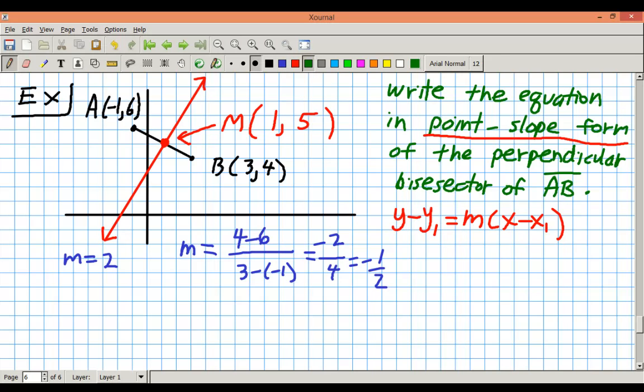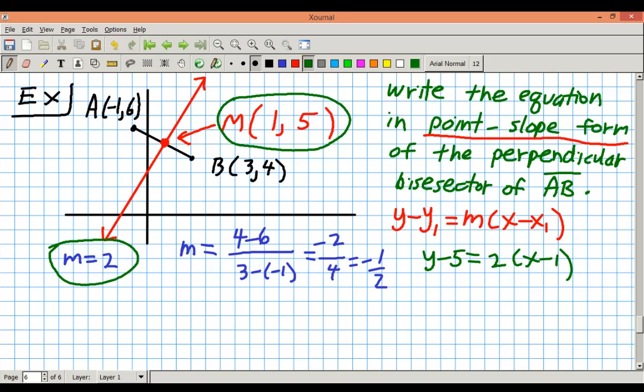Okay, now we got a point right here, and we have a slope. That's enough to write the equation of that line. Let's plug them into our point-slope form. So we have y minus 5 equals your slope, which we just said was 2, times x minus 1. Okay? And since we said that it just had to be in point-slope form, we could just leave it the way it is right there. We don't need to solve it for y. That's going to be the equation in point-slope form of the perpendicular bisector of that black line segment.